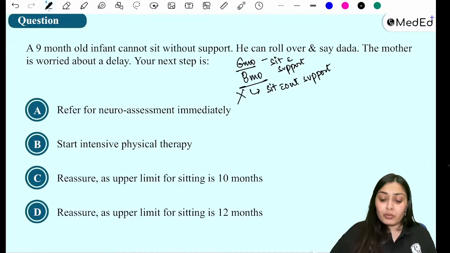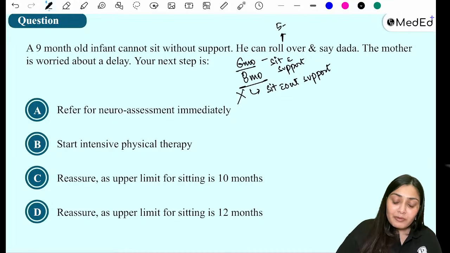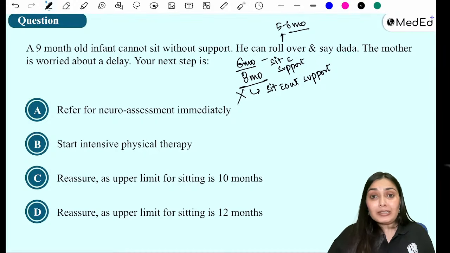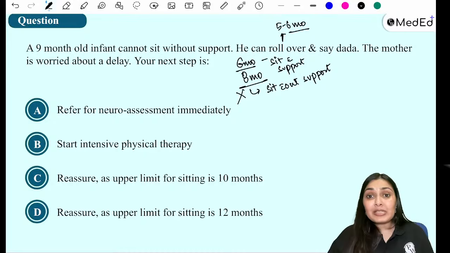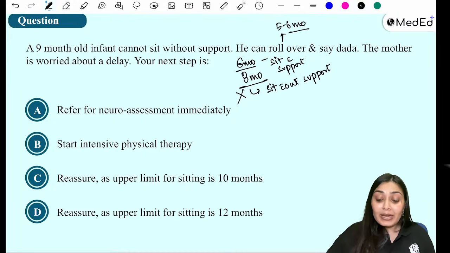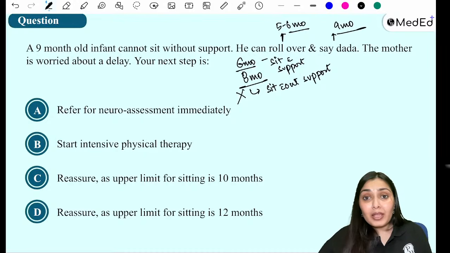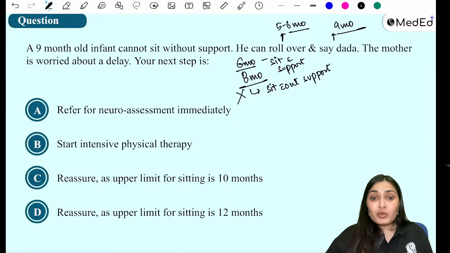But he can roll over. That means he has achieved this 5 to 6 months milestone. And he can also say dada. Dada is bisyllable, right? So monosyllables, bisyllables usually come around 9 months of age. So the child can say that. That means most of his milestones are appropriate. Just this gross motor milestone is slightly delayed.